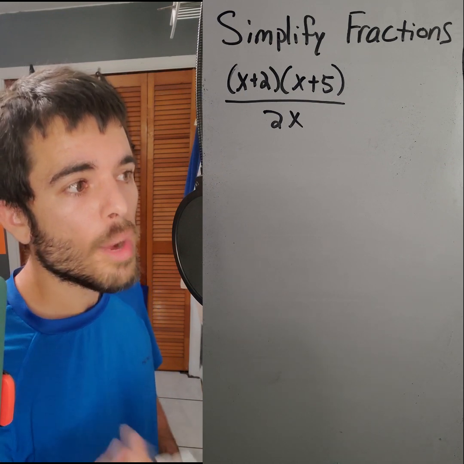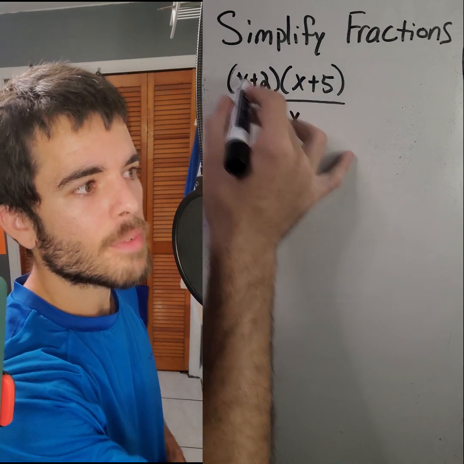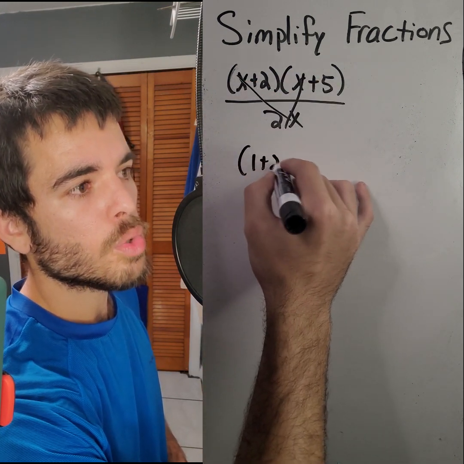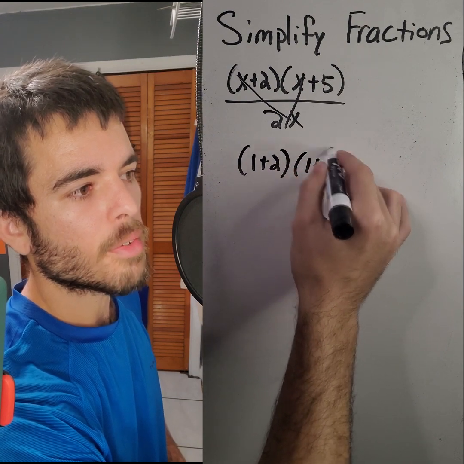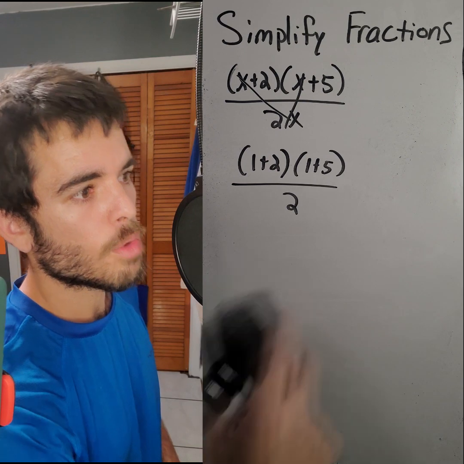Okay, there's no way to cancel out that x value with anything. We can't cancel out the x values in each of these. Don't do that. Don't have 1 plus 2 times 1 plus 5 over 2. I hope you didn't do that. It's okay if you did. You've got to learn from your mistakes.